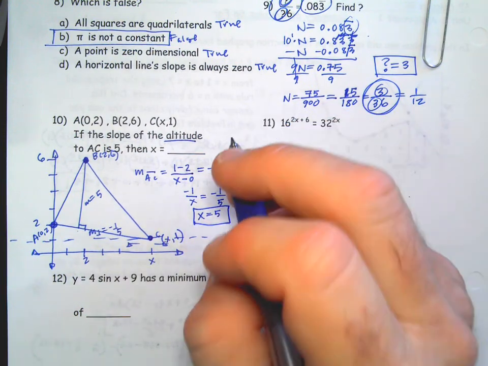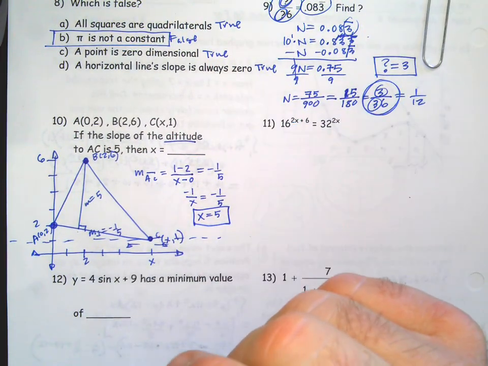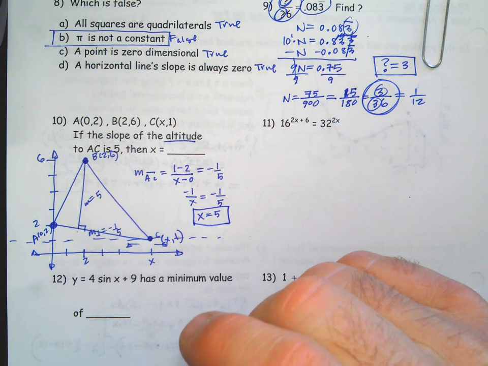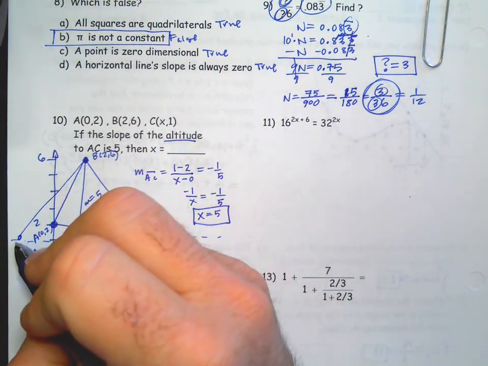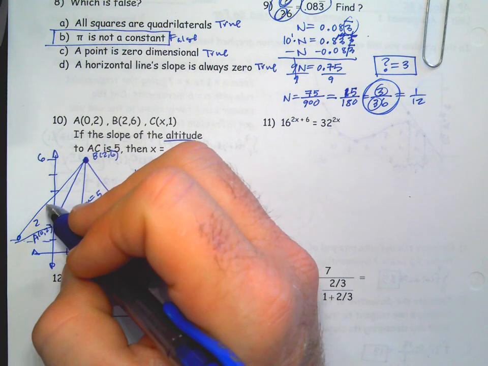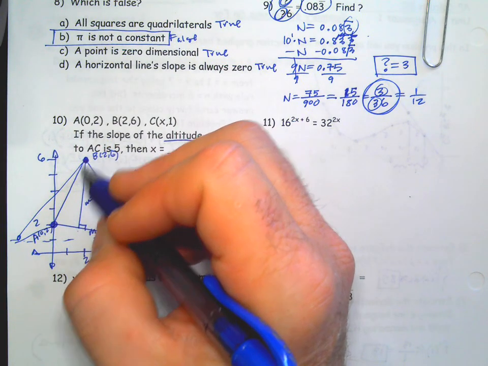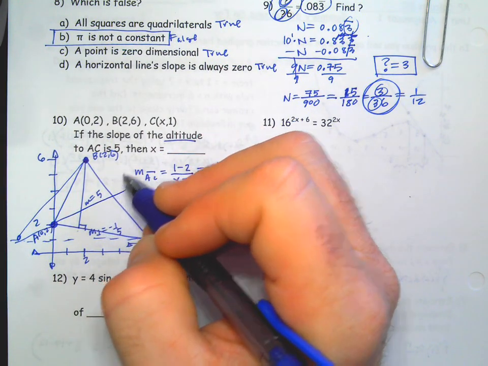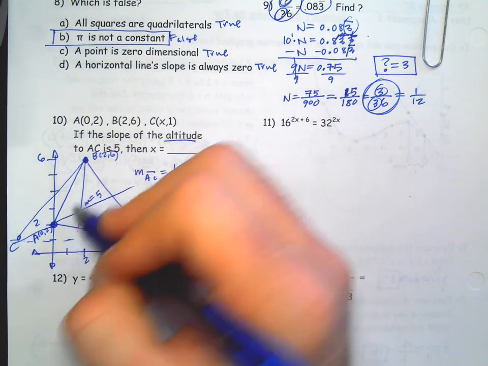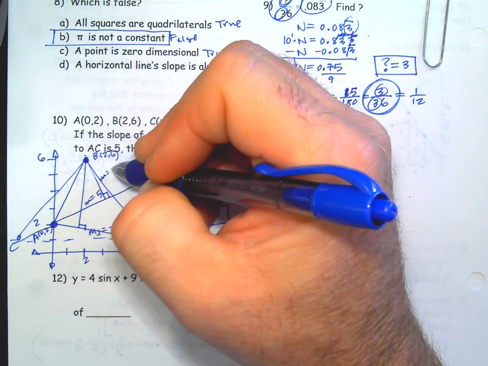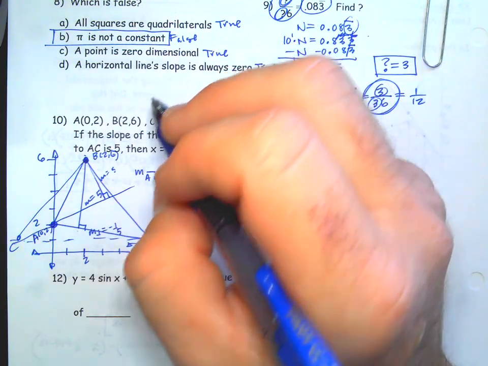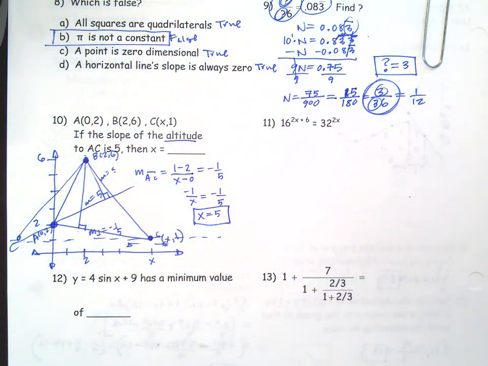So there you go. I mean, if the only other option is if it was over here, what would it be? The altitude to AC would be this line. It'd be the same setup, I think, no matter where it's at. So there you go.